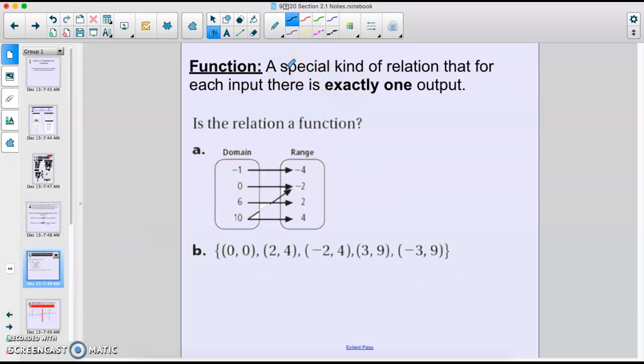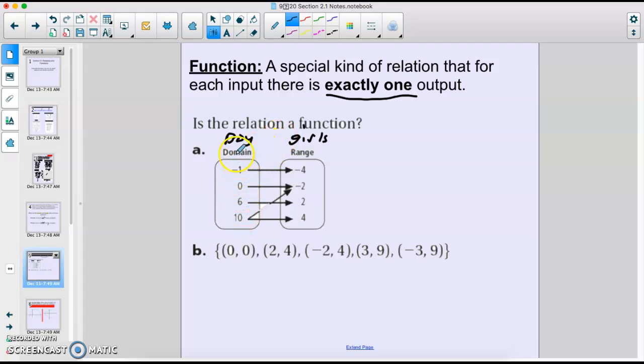A function is a special kind of relation, and it says that for every input, there's exactly one output. How I like to think of this: if these were boys, and this was a school dance, boys and girls, every boy has to only take one girl. They can't take more than one girl because then there'll be a fight, right? So a function is just like a school dance. A boy has to take only one girl. Can't have two girls.